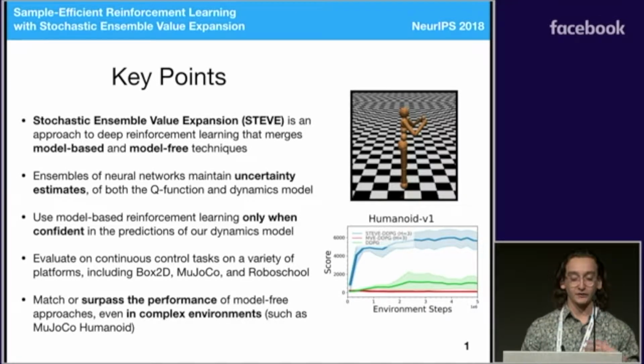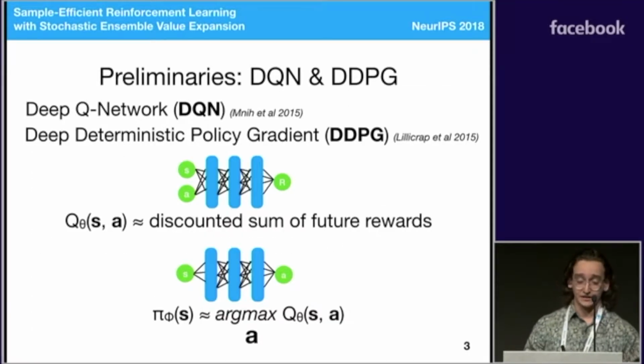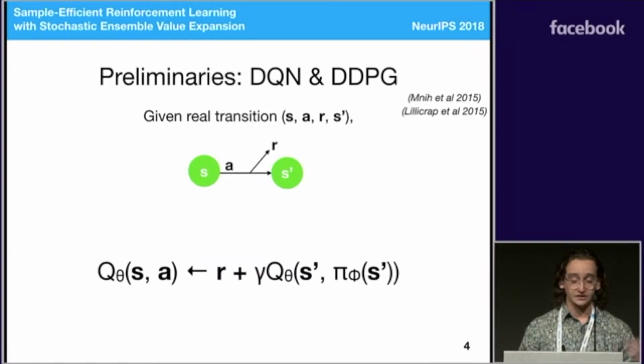We evaluate on a variety of continuous control tasks and find that STEVE is able to match or surpass the performance of model-free approaches, even in complex environments. First, some background. Our algorithm is based on DDPG, so we have a neural network Q function approximator parameterized by theta to predict the expected return for a given state action pair, as well as a policy function pi parameterized by phi to predict the action which maximizes Q in any given state. The Q function is learned in the standard way.